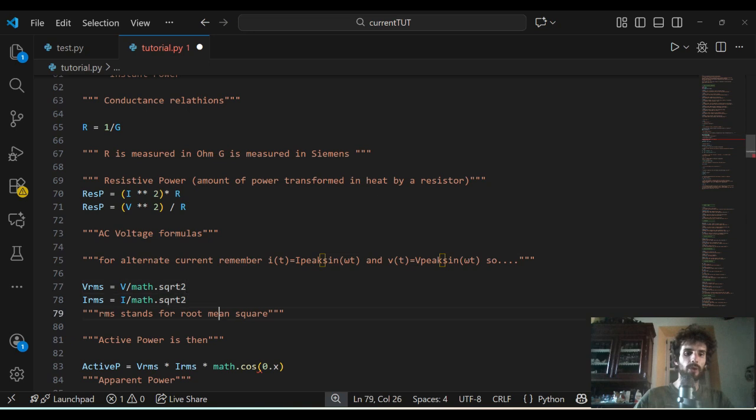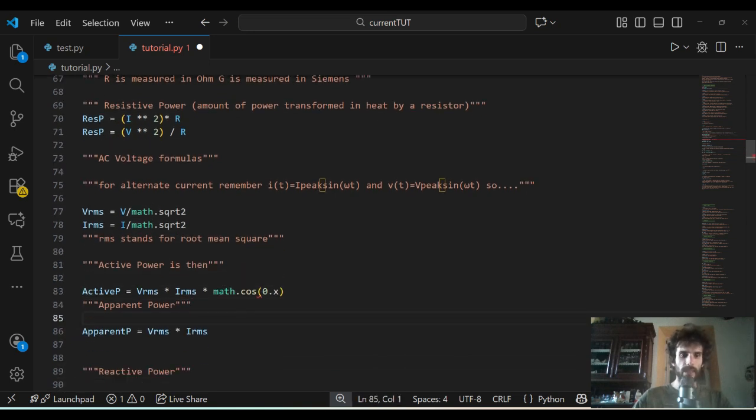Coming to AC voltage formulas, as we all know, AC is a sinusoid, so it has a peak, but what we actually care about is not the peak, it's the root mean square, which we can calculate by taking the peak voltage or peak current and dividing it by the square root of 2.